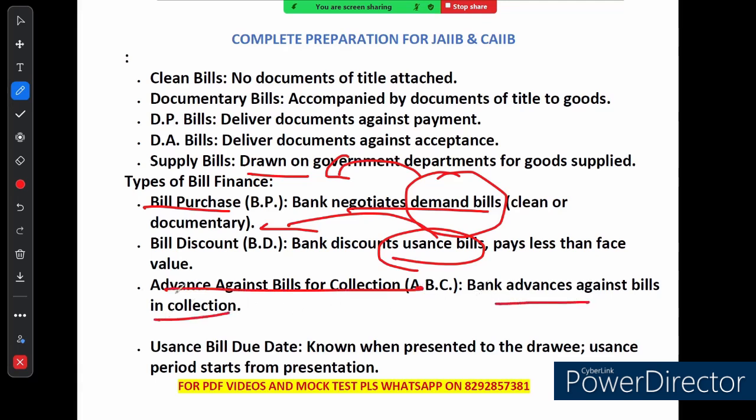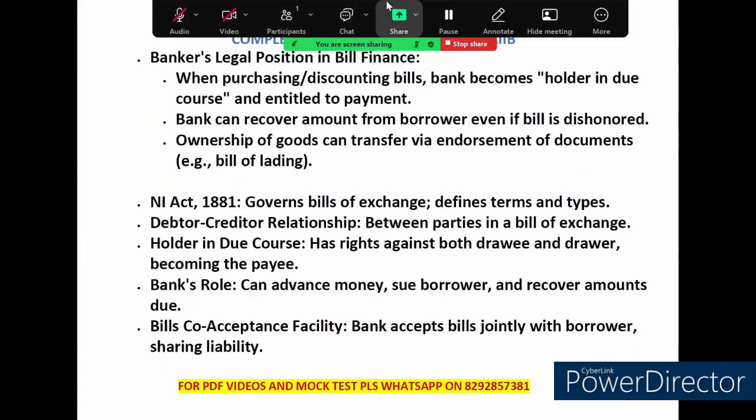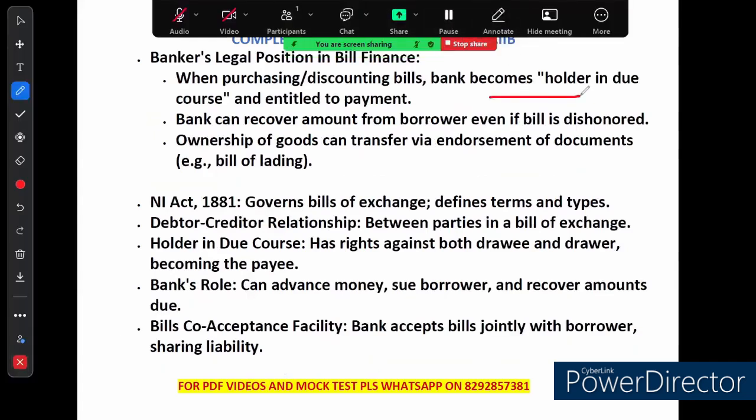Now what is the usance bill due date? See, a usance bill is due on a specific date after being presented to the buyer. The bank becomes the holder in due course, obviously, of this bill, as you can see written here. Meaning they have the right to get paid. Even if the bill is dishonored, the bank can recover the amount from the borrower. If documents like a bill of lading are involved, ownership of goods can also transfer with endorsement.